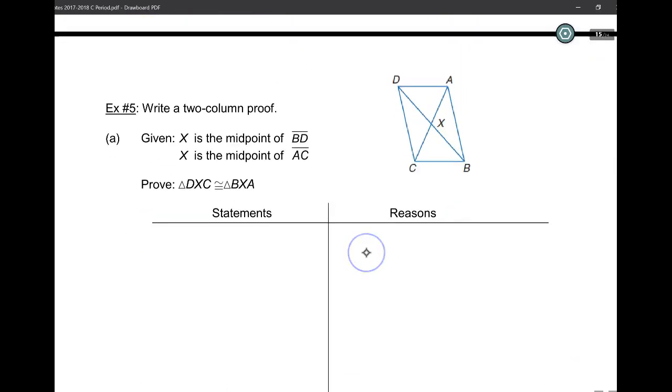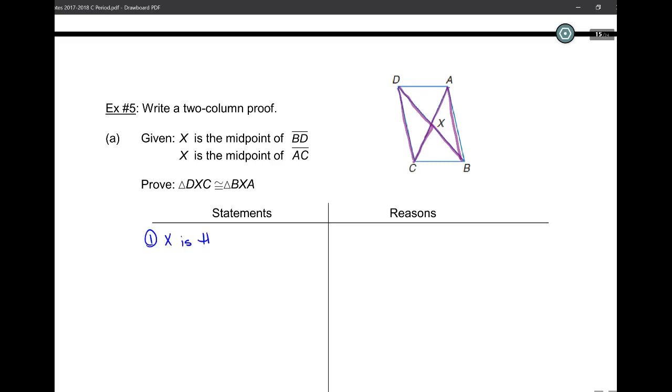Okay, we want to write a two-column proof. We have X is the midpoint of BD, and X is the midpoint of AC. And we are trying to prove triangle DXC. So let's take a look. DXC, that's here. We want to prove that's congruent to BXA. So that's this triangle. So let's write down the given.